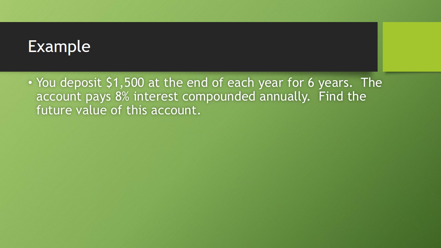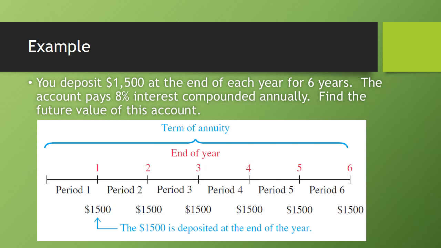Okay, we're going to use an example to build our formula. We're going to look at how it works, and then we'll get the formula and you'll use that for the rest of the problems. Let's say you're depositing $1,500 at the end of each year for 6 years. The account pays 8% interest and it's compounded annually. You need to find the future value of this account. All right, let's look at a picture of this. The term of the annuity is 6 years, and you are paying into the account $1,500 at the end of each year. So you can see how that works there.